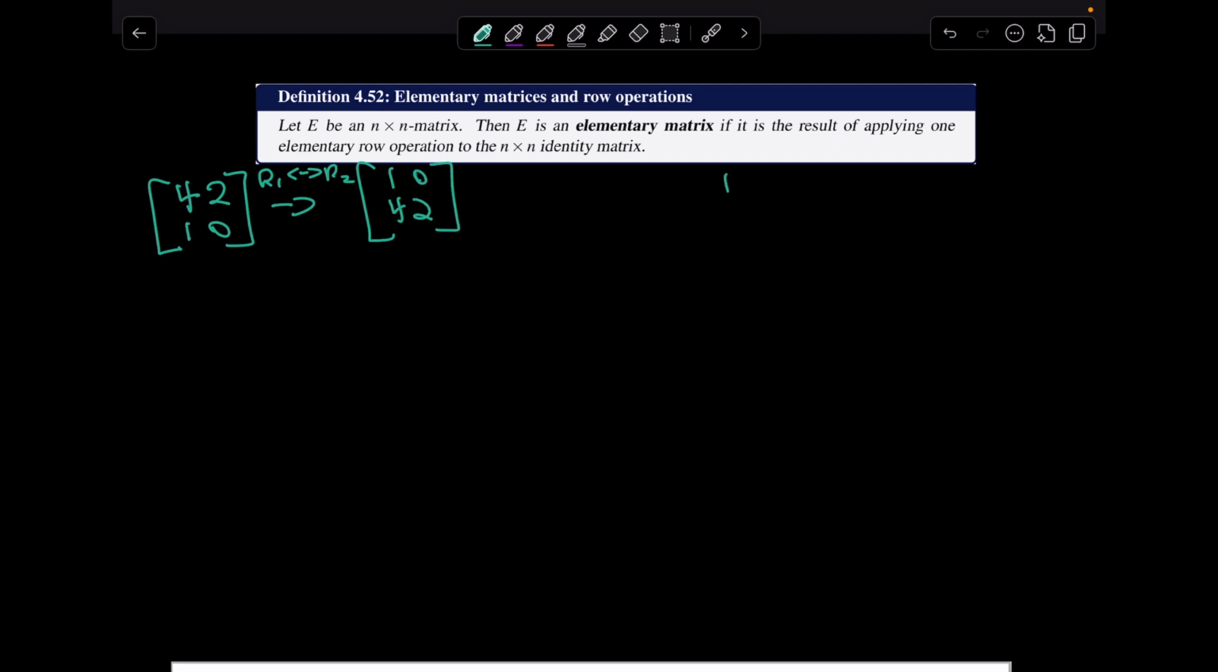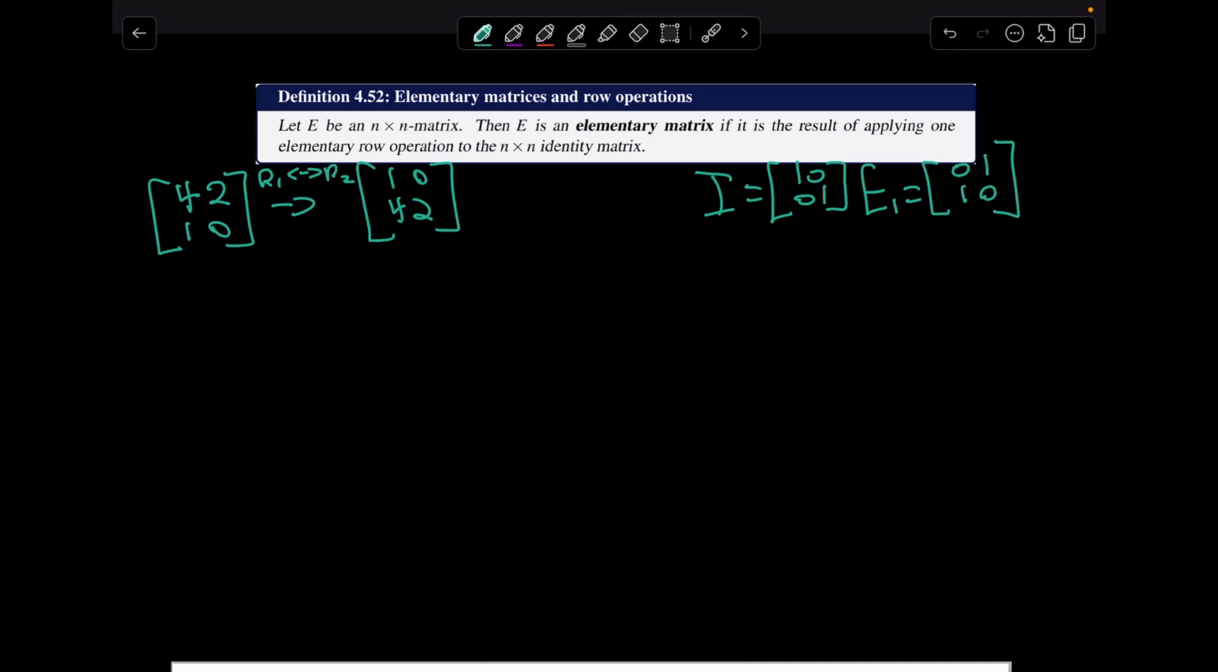And so your E1, your elementary matrix 1, keep in mind that we're going to write right here, I equals 1, 0, 0, 1. So E1 now, we're just going to swap each of those rows. 0, 1, 1, 0.